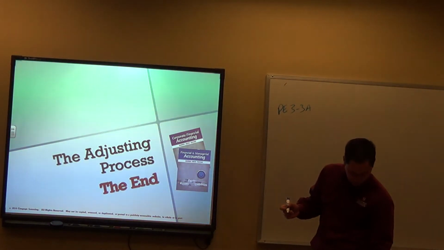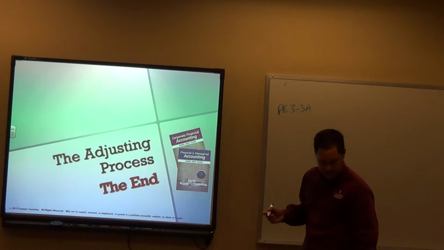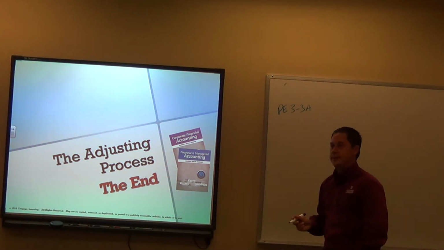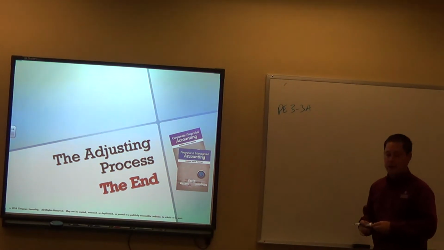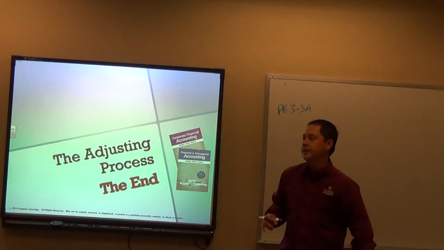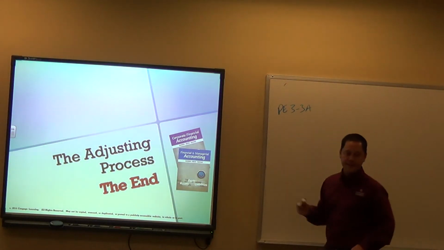And then we're going to journalize the adjusting entry required at the end of the year, assuming the amount of supplies on hand is $1,850. All right. So what we're going to do is journalize that transaction there. Page 131, PE 3-3A.